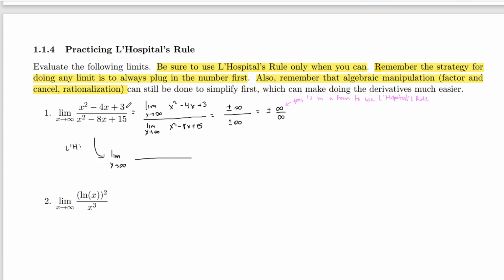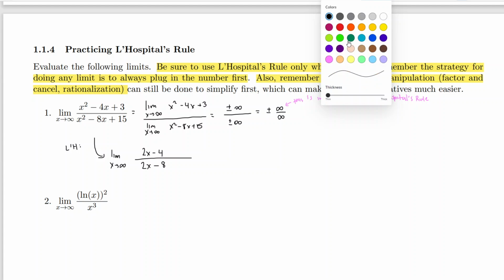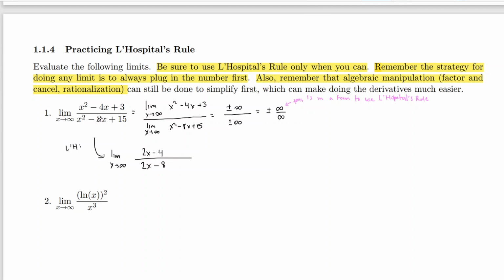So what's the derivative of the top? Well, the derivative of x squared is 2x minus the derivative of 4x, which is 4, plus the derivative of 3, which is 0. And then this is over the derivative of the bottom. So the derivative of x squared is 2x minus the derivative of 8x, which is 8, plus the derivative of 15, which is 0. All right, so what I just did in that step, I applied L'Hopital's rule because when I plugged it in, I had one of the indeterminate forms of L'Hopital's rule. And once again, L'Hopital's rule pretty much says do the derivative of the top and bottom separately.